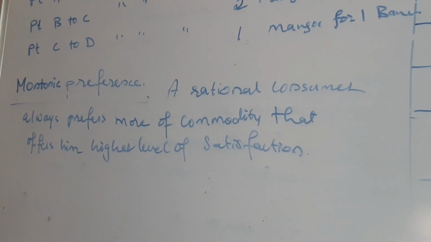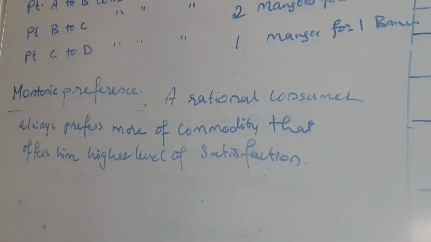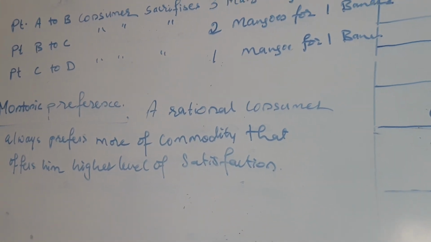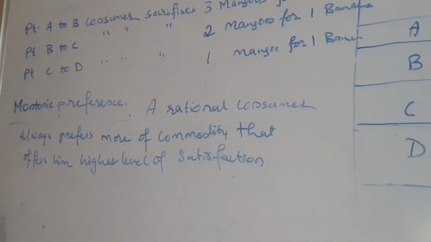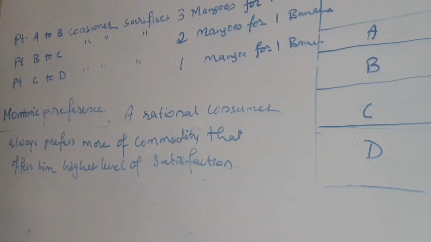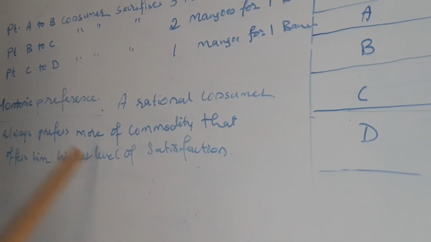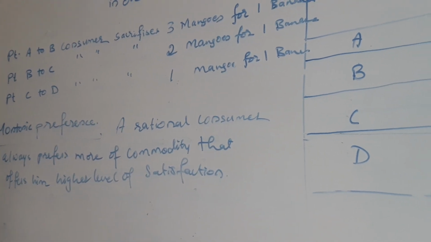Thus, a consumer's preferences are monotonic if and only if between any 2 bundles the consumer is going to prefer that bundle which has more of utility, or which gives him more of the utility compared to the other bundle. So that is called as a monotonic preference.